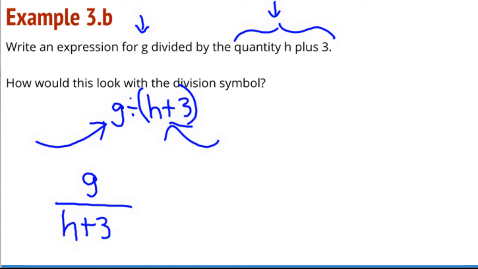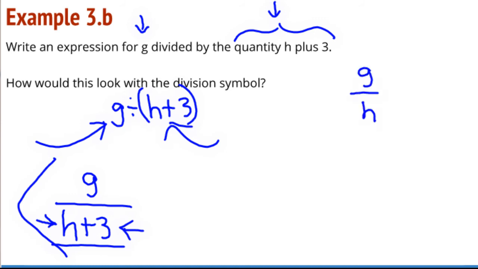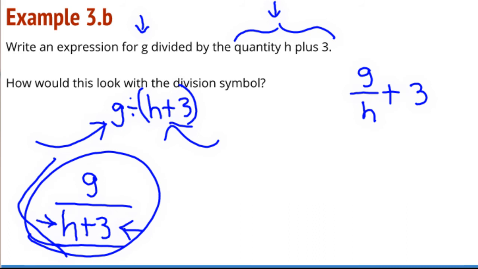And here we start to see a little bit of the power of the vertical fraction form. We don't have to use the parentheses on this bottom part. By writing it in the fraction form, I don't have to put in the parentheses saying do the h plus 3 first. Part of the fraction form says that I'm supposed to do the h plus 3 first. If I wanted to do g divided by h and then add 3, it would look like this. So already we're starting to see a little bit of the efficiency of writing in this vertical form.